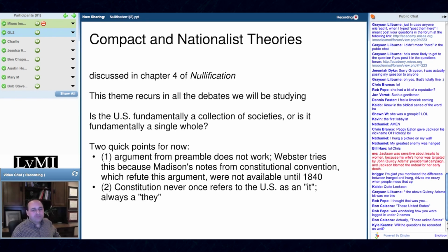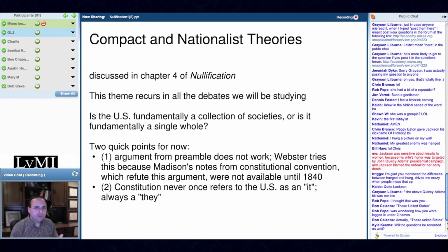And the compact theorists point specifically to the fact that when the Constitution was being ratified, there was no nationwide vote that was held on the Constitution, as the nationalist theory, which we'll get to in a minute, would seem to demand. Instead, each state one at a time ratified the Constitution, and that indicates to them that the states as independent political entities are the fundamental building blocks of the Union. The Union is not built out of an arbitrary group of individuals. It's built out of states. And so the states are the creators of the Union.